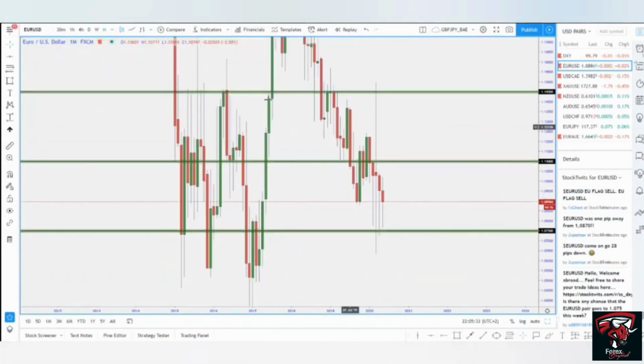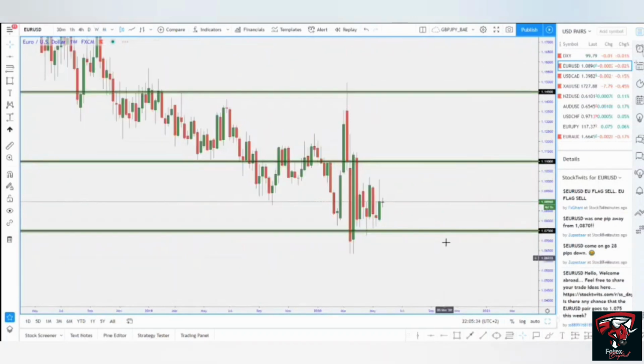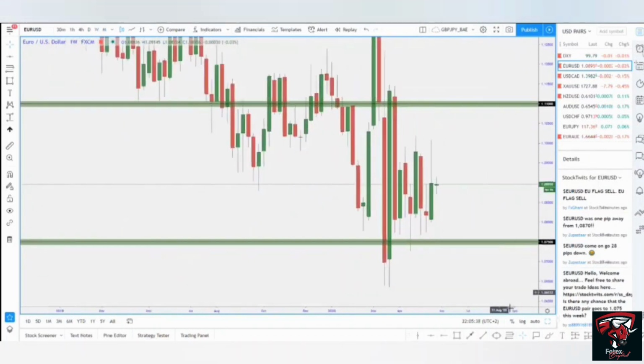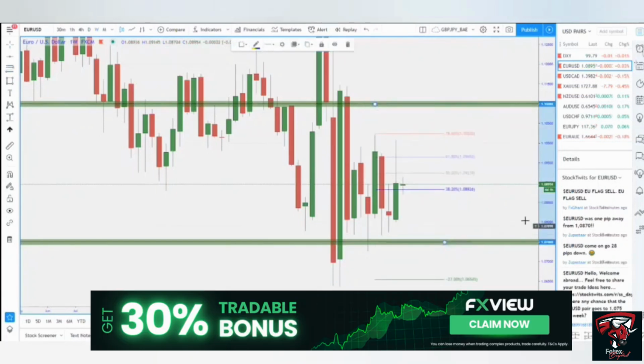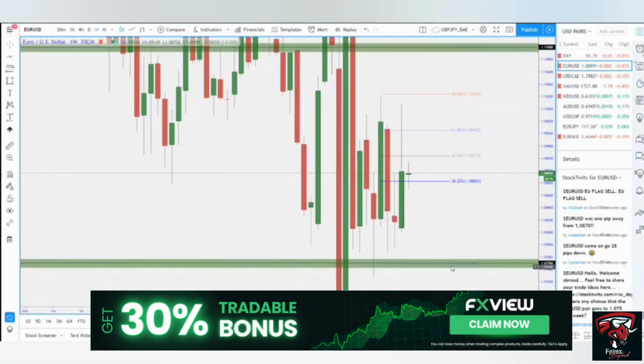From there, go down to the weekly time frame. On the weekly, obviously use your fib tool, so resistance to support. So monthly resistance to monthly support. Important to note that monthly resistance to monthly support, and then from there, draw a line in the middle, put it there on the 50.